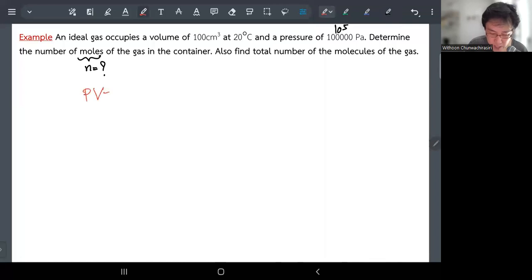PV equals nRT. That means the number of moles is just the pressure times the volume over the gas constant and temperature. The purpose of this problem is that I want to make sure you convert the units properly. Look at this. Pressure, Pascal is good. I think you took fluid dynamics from physics 1, right? Pascal is the SI unit for pressure. It's the Newton per square meter. So that's good, I can put 10 to the fifth here, in Pascal, for the pressure.